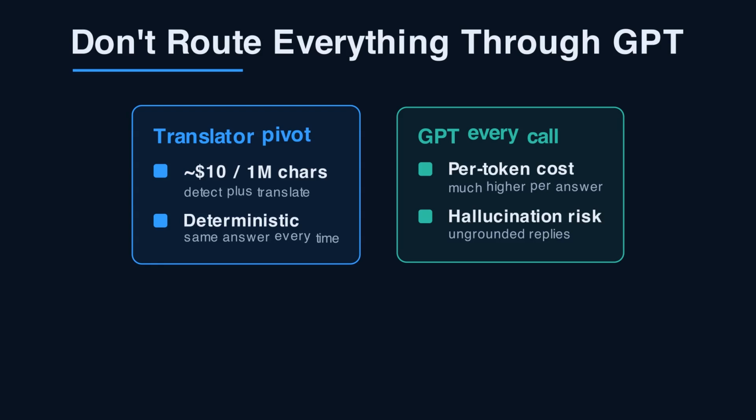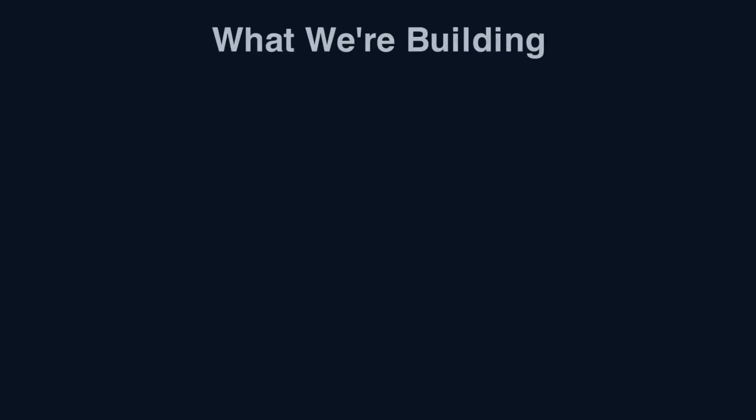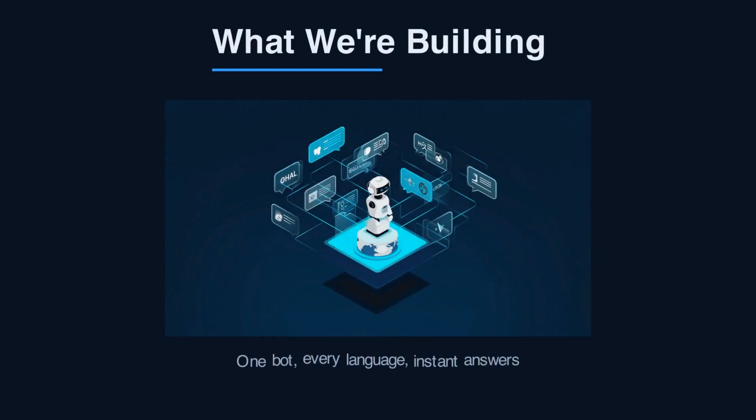This is for engineers building support bots across many languages. One pivot language keeps your FAQ store tiny and your bill small. Three pieces carry this bot. First, language detection and translation to a pivot language. Second, matching the question against your curated FAQ. Third, an Azure OpenAI fallback when no FAQ fits.